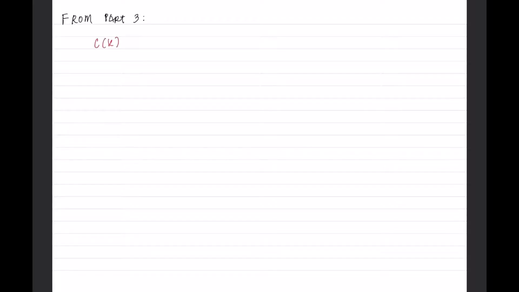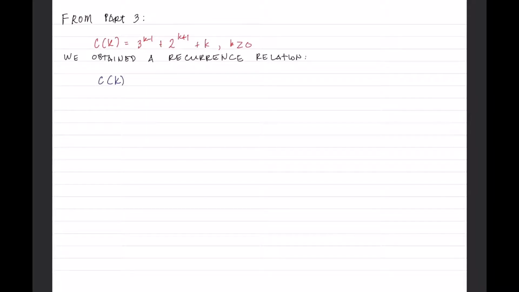We continue with the problem that we solved previously, which was c of k is equal to 3 raised to k minus 1 plus 2 raised to k plus 1 plus k, where k is greater or equal to 0. And from the previous lecture, we obtained a recurrence relation of the form, which is basically a second order recurrence relation, c of k minus 5c of k minus 1 plus 6c of k minus 2 is equal to 2k minus 7.